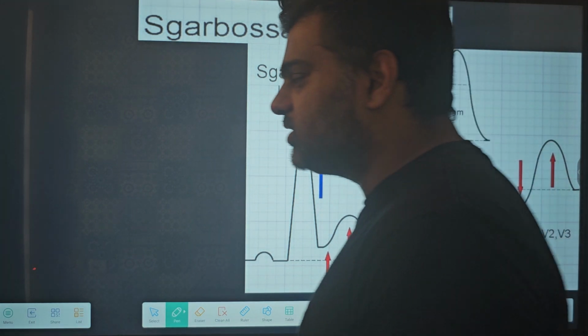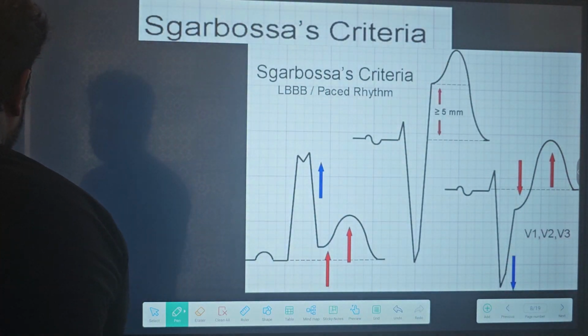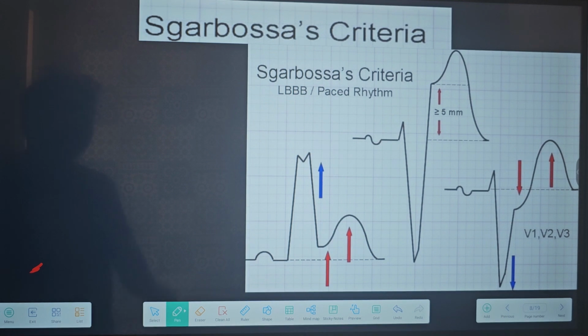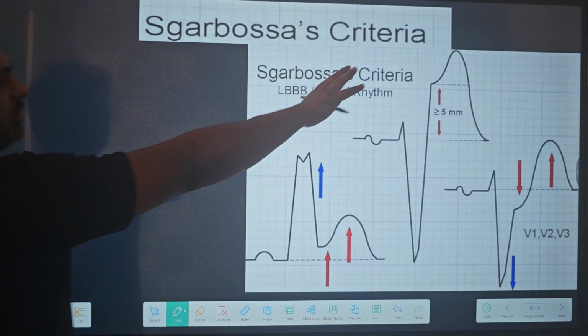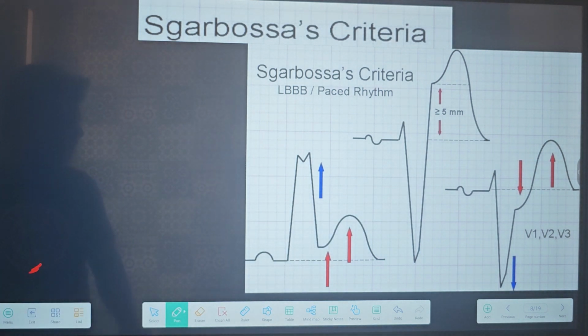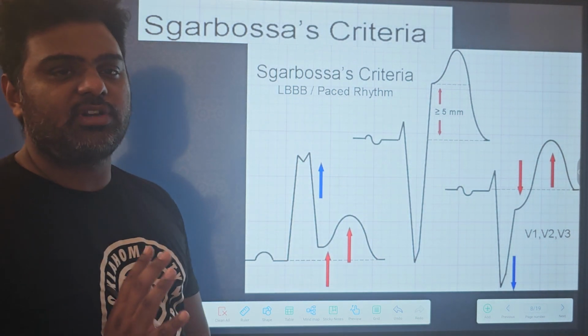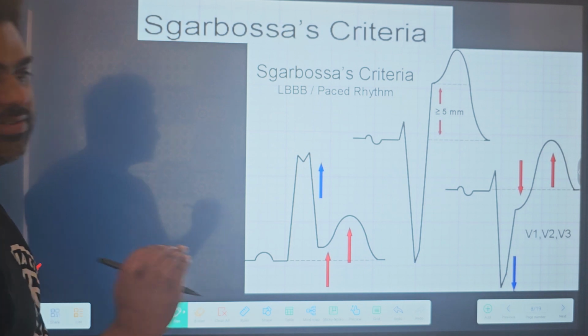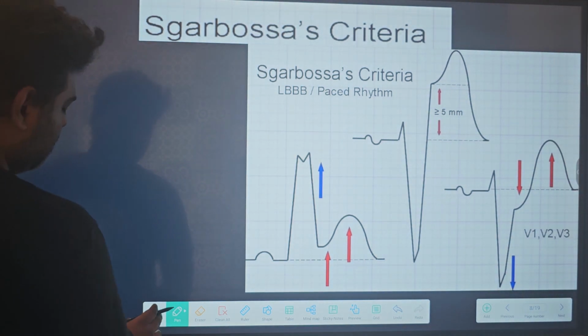Now we will come to the Sgarbossa criteria. But what is the Sgarbossa criteria? Before understanding it, we have to understand some points. Now you have diagnosed a case of left bundle branch block. Now you have to diagnose whether it is because of anterior wall MI or not.